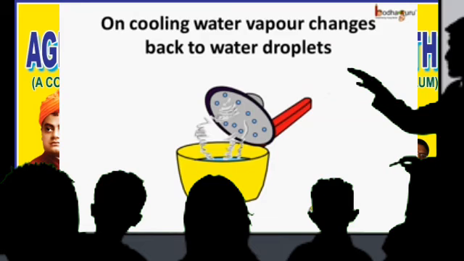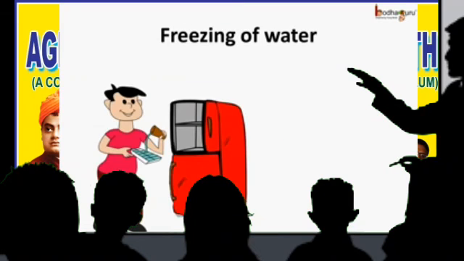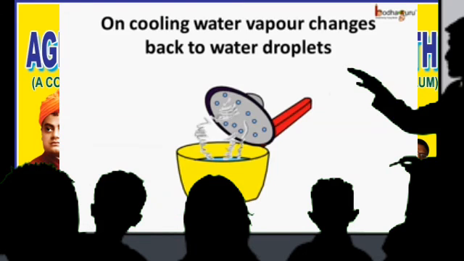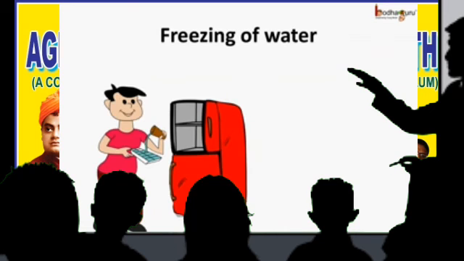Suddenly getting the touch of the cool surface, the water vapor became drops of water. This process is called condensation. Okay, so now in the picture you can see there is a picture of a refrigerator. Okay, that you say freezer.